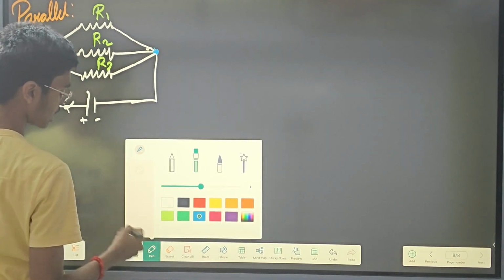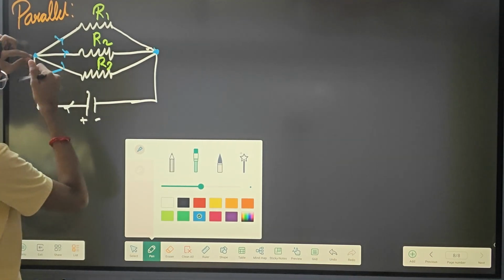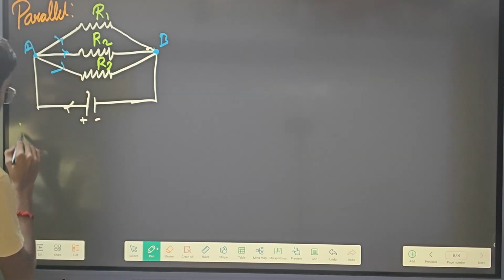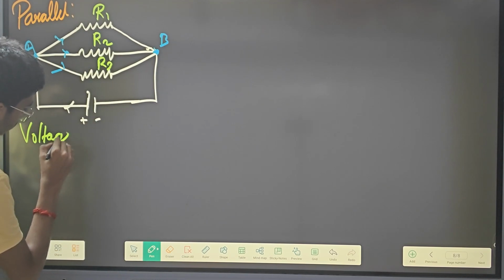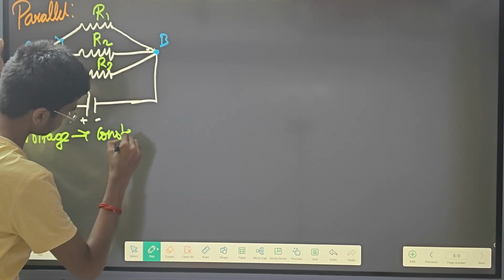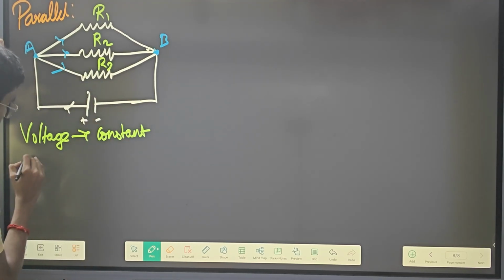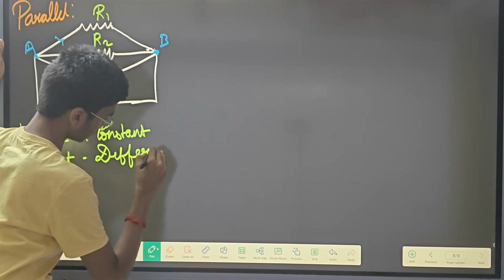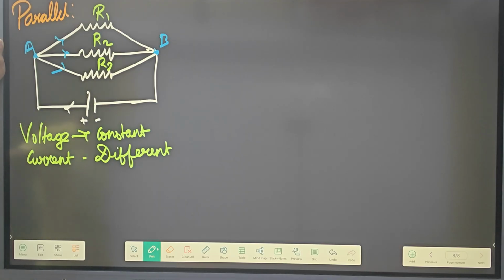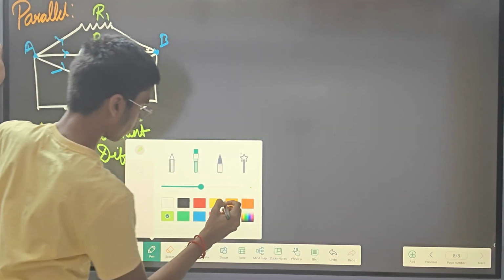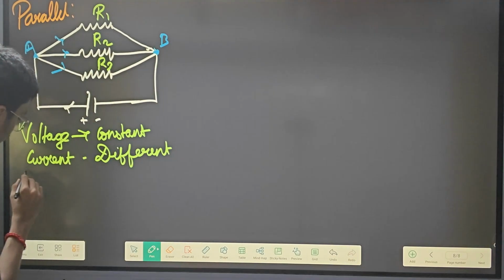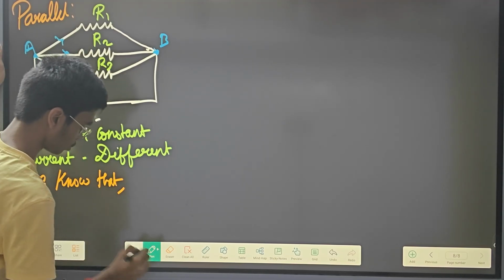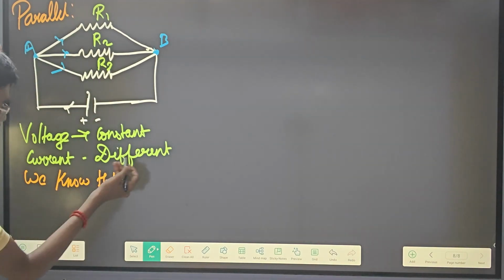So here what will be the same? Voltage will be constant at this point A, and at this point B, voltage will be constant. Then what is different? Current is different over here. First we have the formula. We know that what is different is current, right?